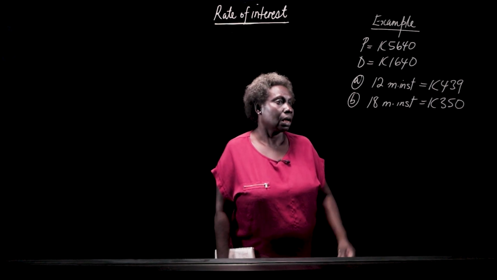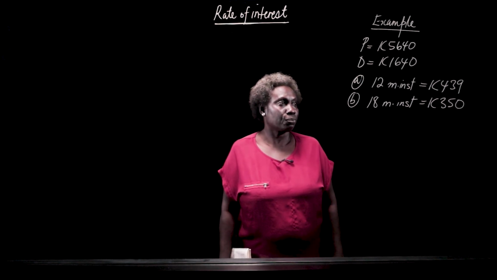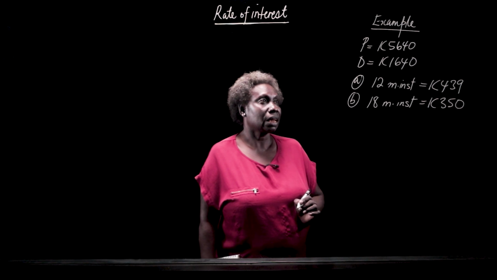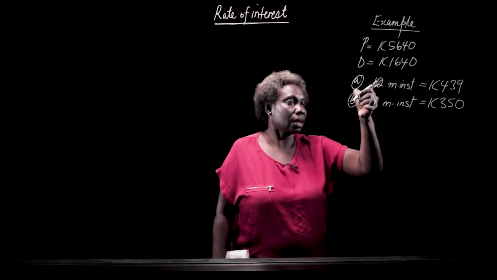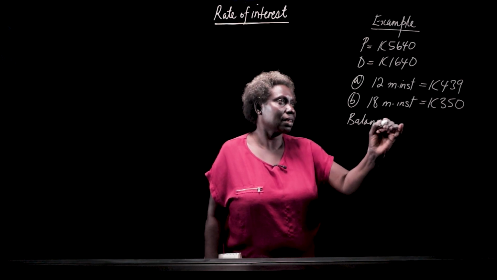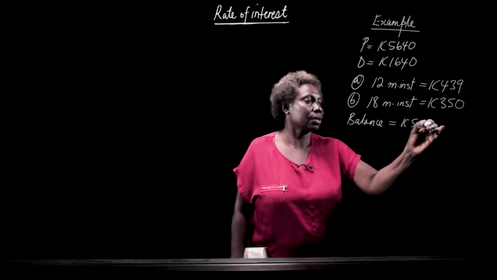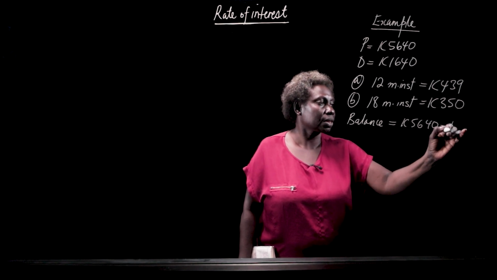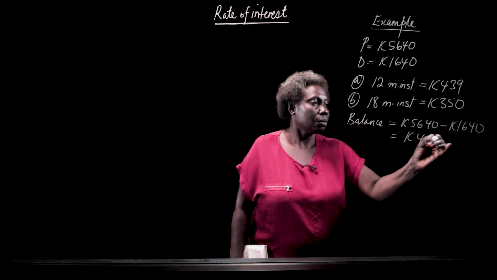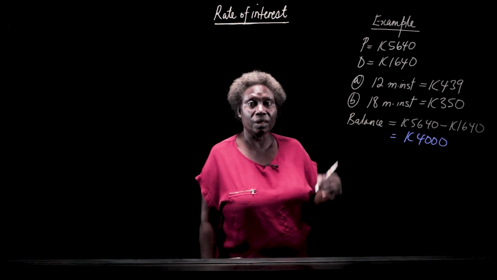We want to find out what interest rate is going to be charged for 12 monthly installments of 439 kina. The first thing we are going to calculate is the interest. Before we calculate the interest, we have to find the balance. What is the balance after the deposit is made? The balance is 5,640 kina minus the deposit of 1,640 kina. The balance is 4,000 kina.